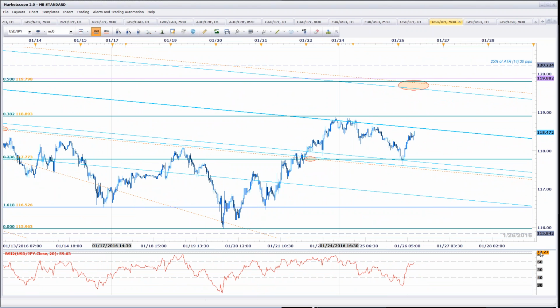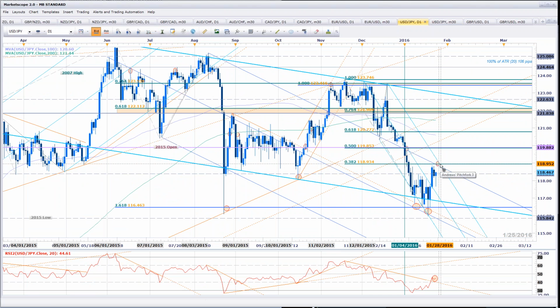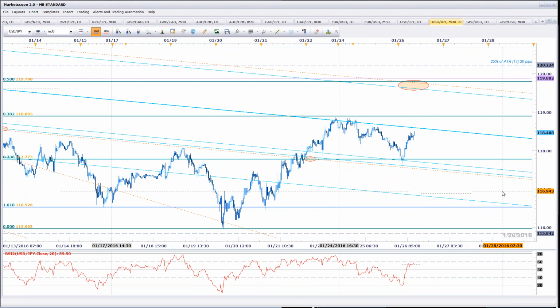If you put a gun to my head right now, I'd probably say you look for a break above 119 to check that upper median line parallel, 119.30 area, a little bit below there right here, before we move off again, but not currently involved.